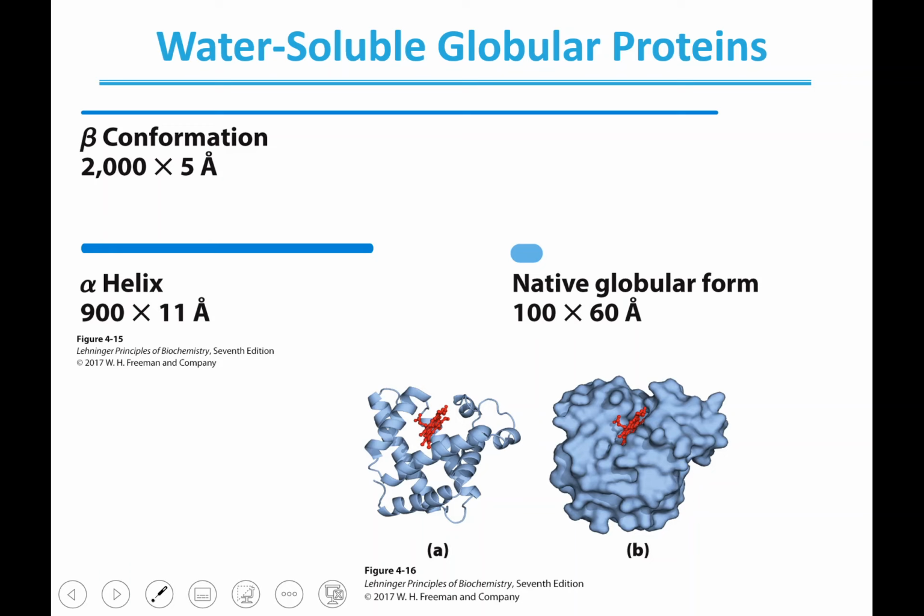Now, this same structure in its native fold, a globular form, is myoglobin. Its dimensions are 100 by 60 angstroms. So you can see that you're taking this string and compacting it into this area. So globular proteins are very, very compact structures.